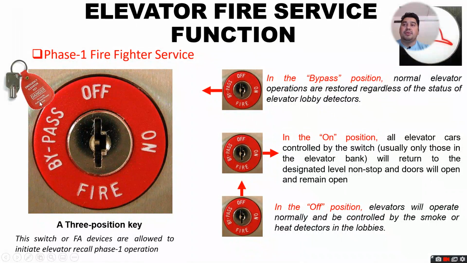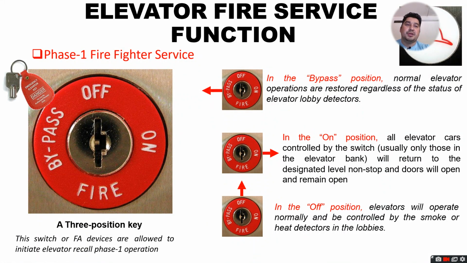In the on position, if you take the key to the on position, what will happen? All elevator cars controlled by the switch, usually only those in the elevator bank, will return to the designated level non-stop, and doors will open and remain open. So if it is designed that the elevator should go down to the basement or go to the top, once you put the key on, it will go straight to that floor and the door will remain open.